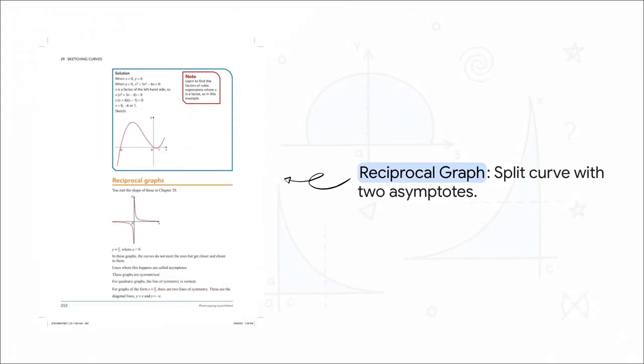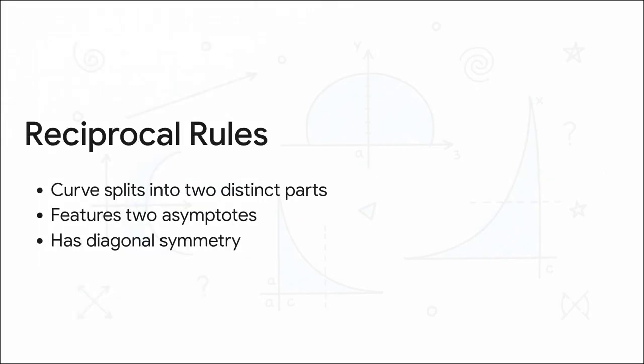The reciprocal graph. Look how this curve literally fractures into 2 pieces just to avoid the axes completely. It packs 2 distinct asymptotes and a cool diagonal symmetry that totally sets it apart from standard polynomials.